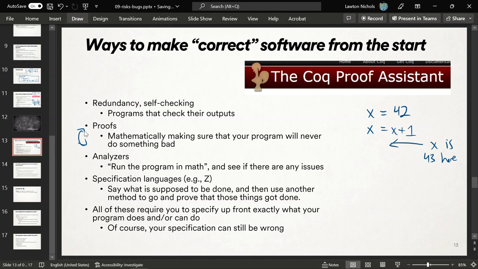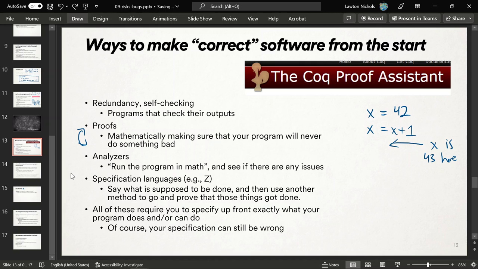Kind of hand in hand with proofs, you have these things called analyzers. Analyzers are proved to be correct. So that's why they kind of go hand in hand. What a program analysis does is it runs your program not to get an answer, but it kind of like runs it in math. And it sees if there's any issues. Like, I'm going to run your program, but I don't trust it. I'm going to see if it's going to accidentally connect to the internet and try to go to some website that I don't trust. Something like that. That's what an analyzer can check for. You can give it something that you want to see happen, and it will tell you, yeah, I think that's probably going to happen, or no, that might not happen. Something like that. So proof is the most powerful, then analyzers are like the next most powerful.